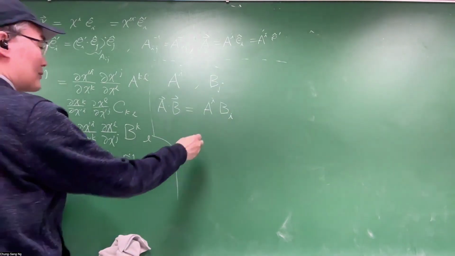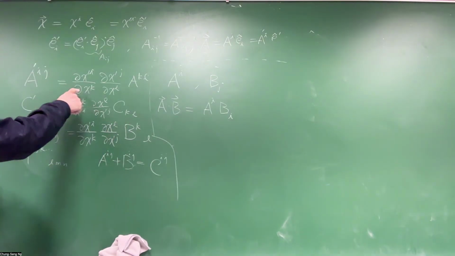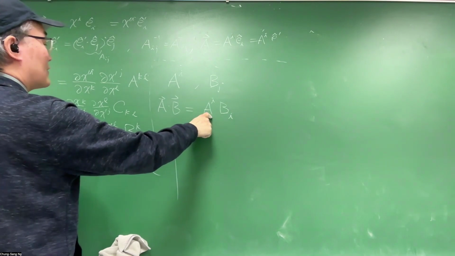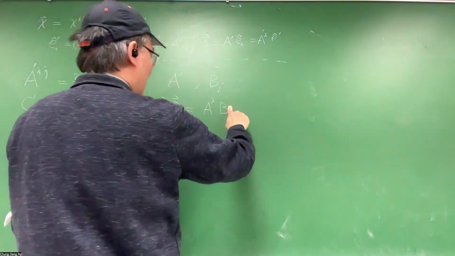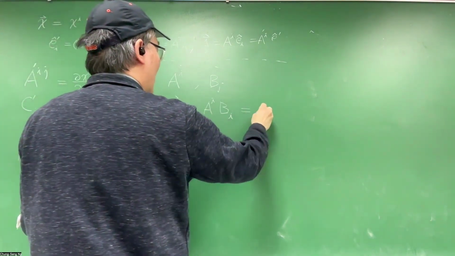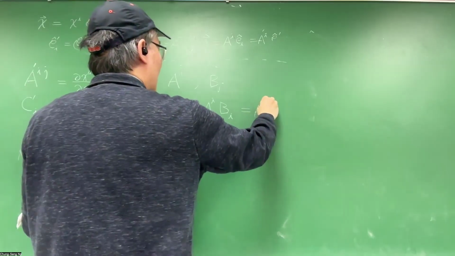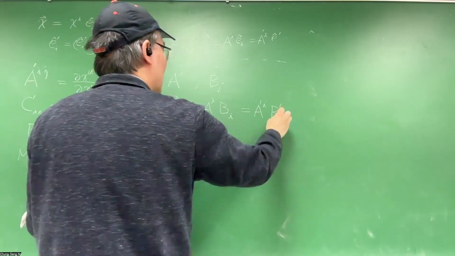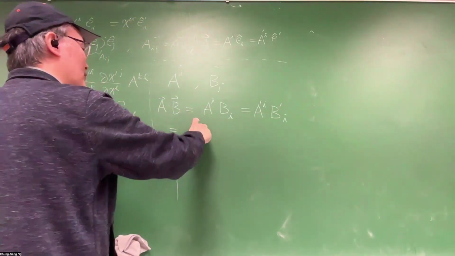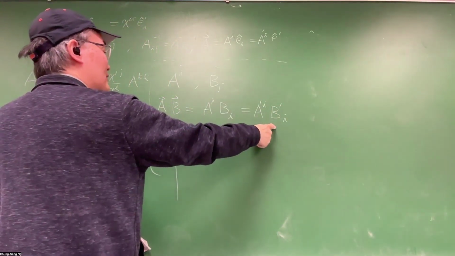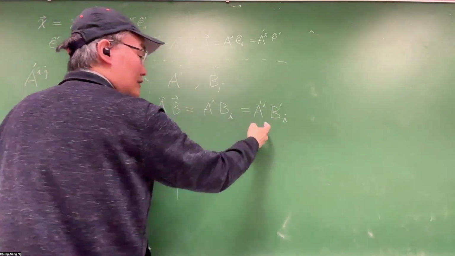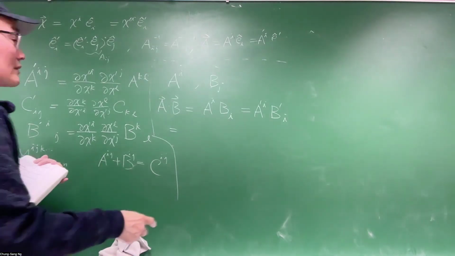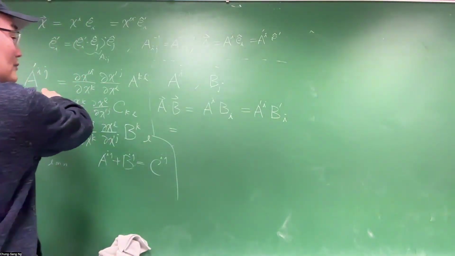Scalar means it doesn't change the value. So we can substitute the transformation and check that. The value in both the old and new coordinates is the same. After you transform to a new coordinate system, the dot product doesn't change, which means it's a scalar. Now we check that by using the transformation rule.